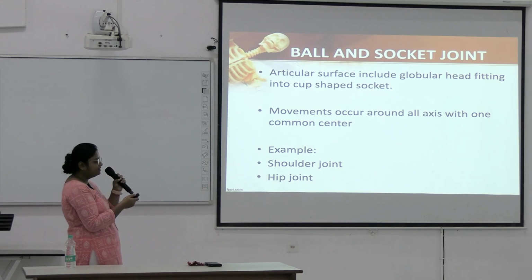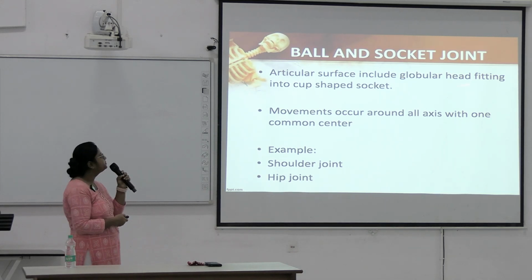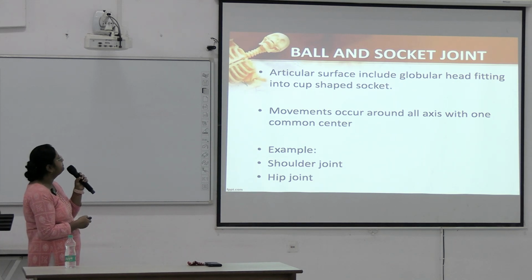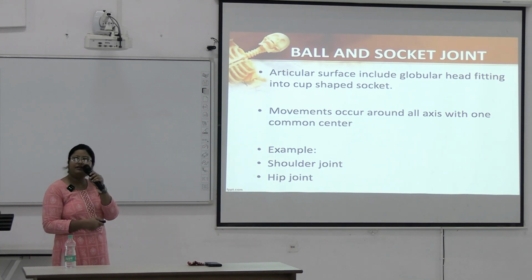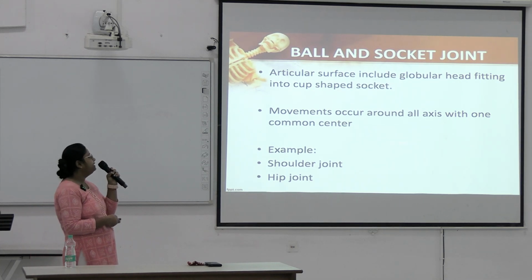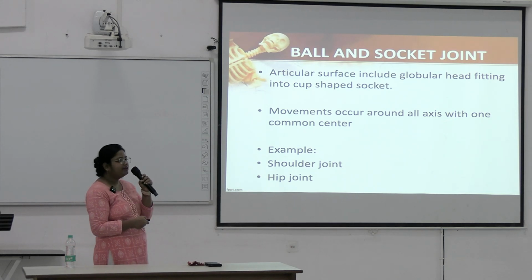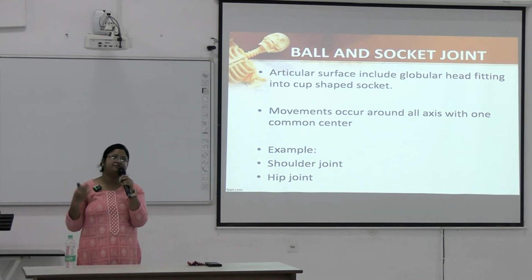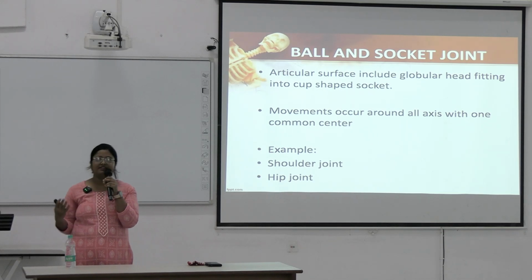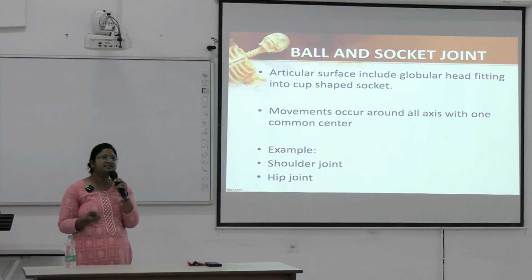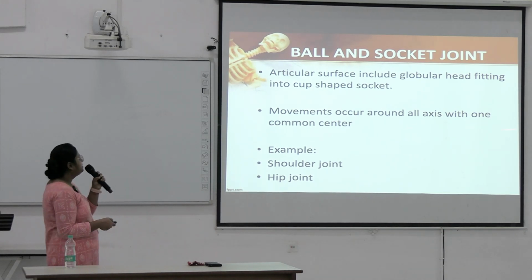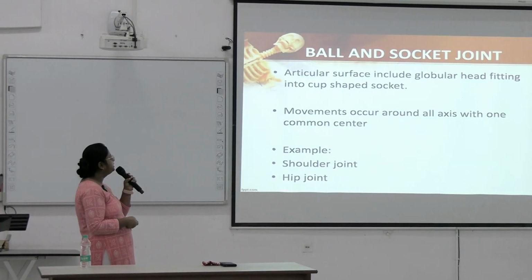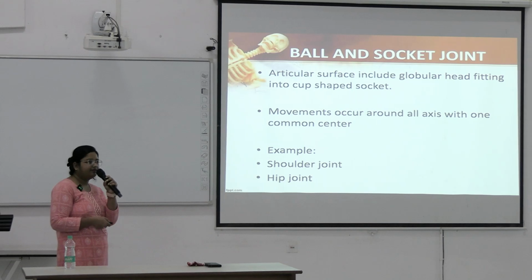Next we go to the ball and socket type of joint. Articular surfaces include a globular head fitting into a cup-shaped socket. Movement occurs in all axes. Here around three axes movements are occurring: transverse axis, vertical axis, anteroposterior axis. In all the axes movements are occurring with one common center. Examples are the shoulder joint and hip joint. Okay.